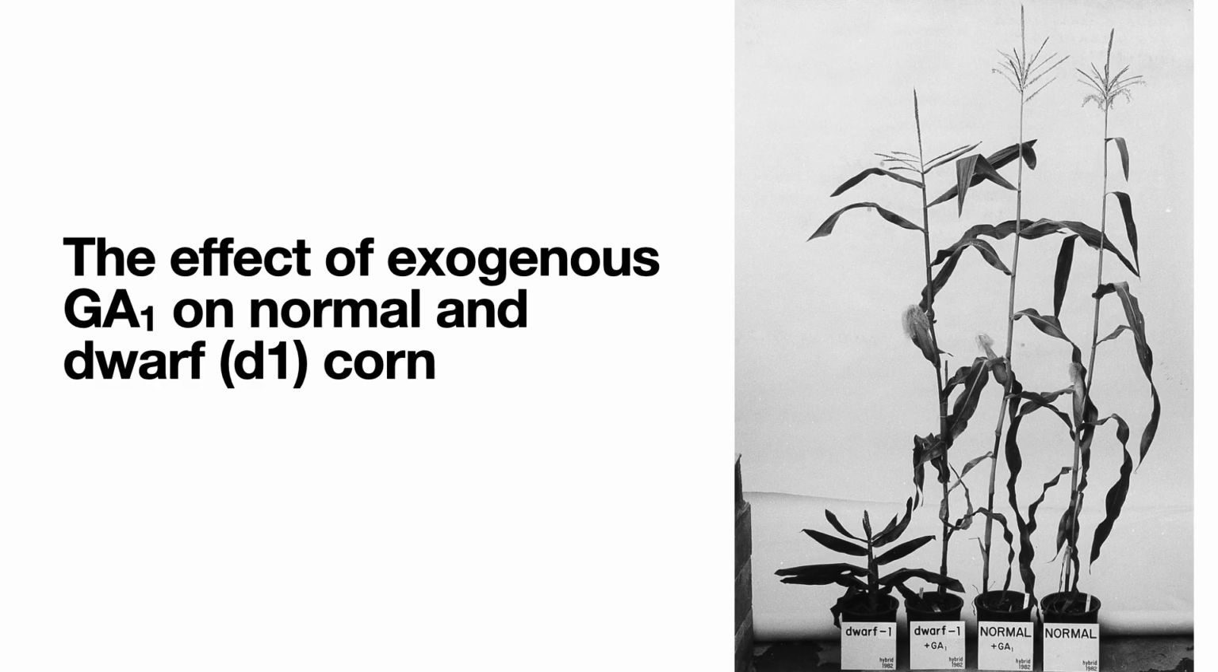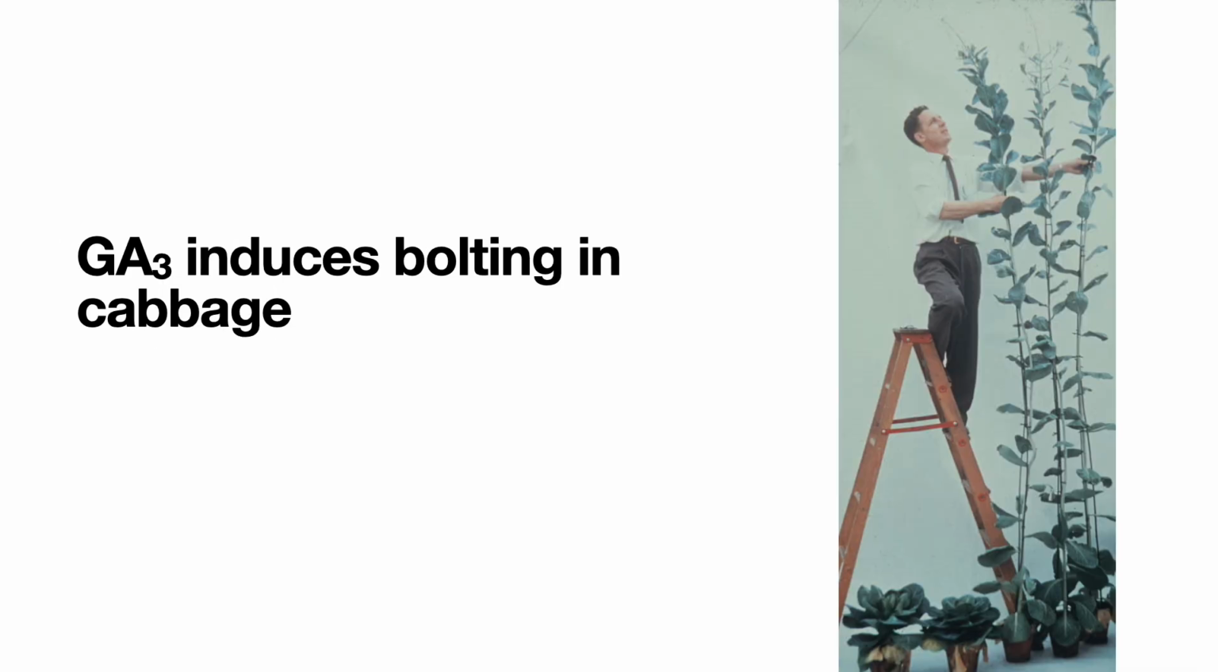In this picture, you can see the effect of applying exogenous GA1 to dwarf and normal corn plants. GA1 causes dramatic increases in growth on the dwarf, but only minimal effects on the normal corn. Cabbage is a long day plant and doesn't flower until it is exposed to short days. Application of GA3 to cabbage under long days causes the plant to flower with large elongated flowering stalks. This elongation is commonly known as bolting.